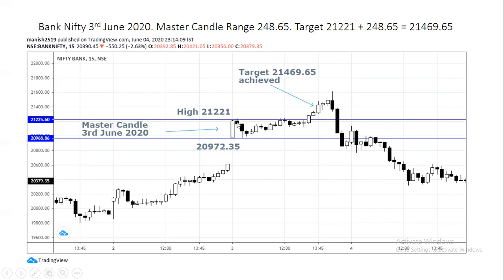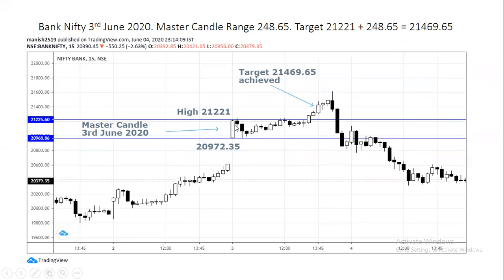See, the second candle high is crossing the first candle. So that's completely okay. Just the wick is crossing slightly. The real body is completely inside. So this means after market opening, in the very first 15 minutes, we got a 248 points move in Bank Nifty. See what happened after that.